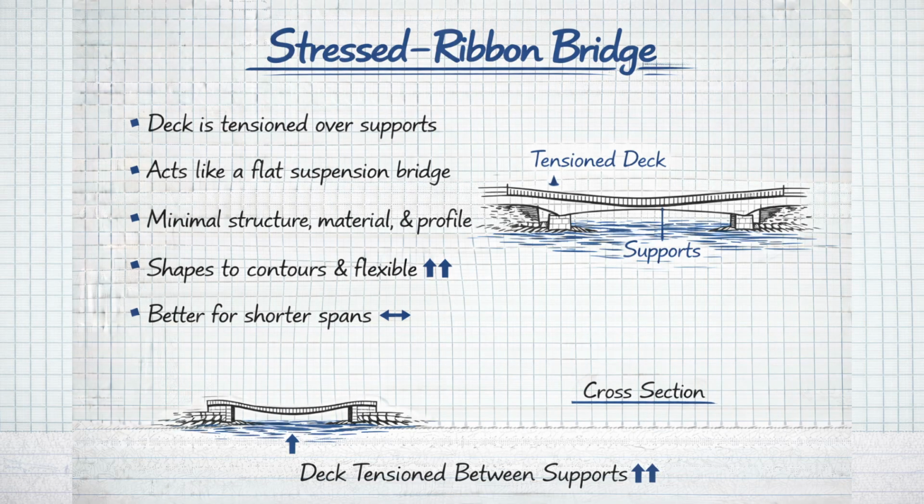20. Stressed ribbon bridge. A stressed ribbon bridge has a very thin concrete deck with embedded cables. The deck follows a gentle curve and works in tension, similar to a suspension bridge. It is often used for pedestrian crossings.